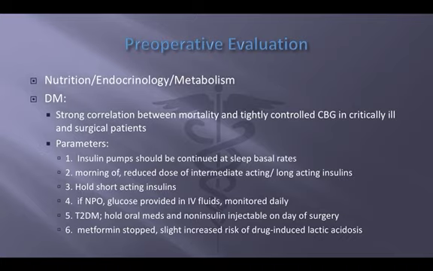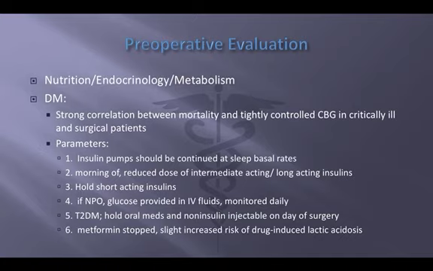So when you're looking at someone's nutrition, endocrinology, and metabolism, they want to know about diabetes because there's a very strong correlation between mortality and tightly controlled blood glucose in critically ill surgical patients. Our goal for patients in the postoperative period is tight blood glucose control under 180, but obviously greater than 90. There have been studies that showed that too tight of control actually led to episodes of hypoglycemia and the sequelae of that. So, parameters now up to 180 are acceptable. You can use insulin pumps.